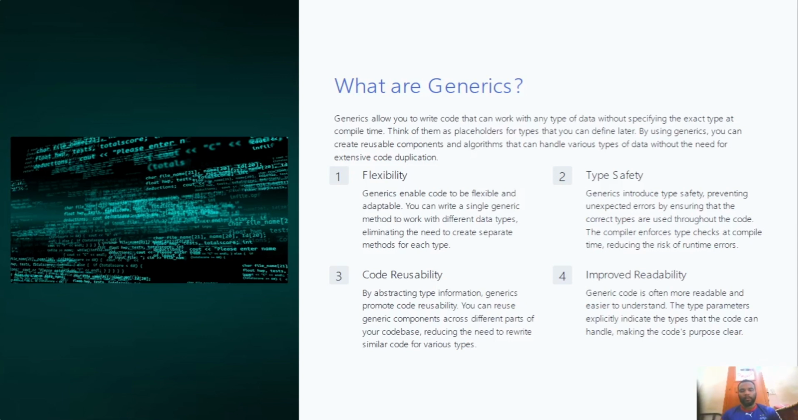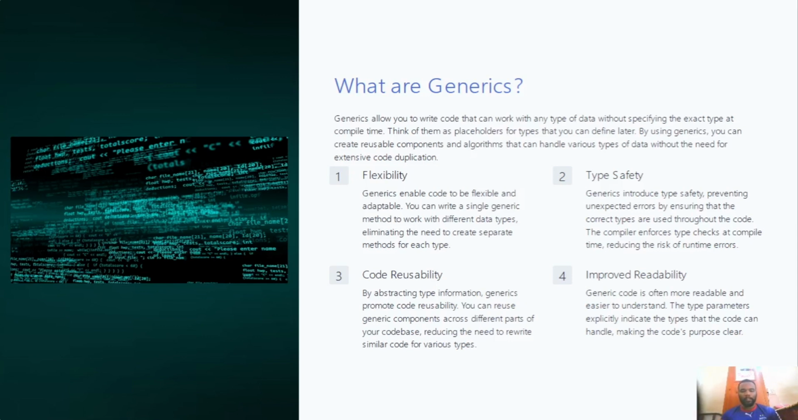Flexibility. Generics enable code to be flexible and adaptable. You can write a single generic method to work with different data types, eliminating the need to create separate methods for each type. Type safety. Generics introduce type safety by preventing unexpected errors, ensuring that correct types are used throughout the code. The compiler enforces type checks at compile time, reducing the risk of runtime errors.